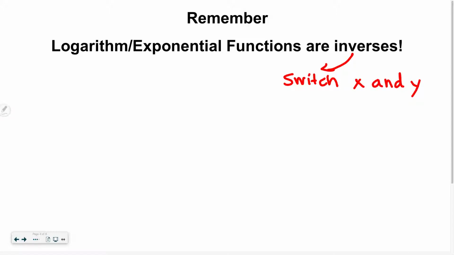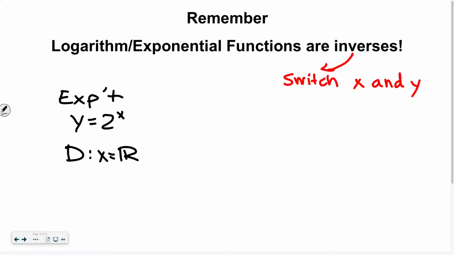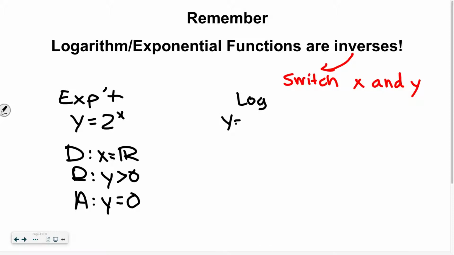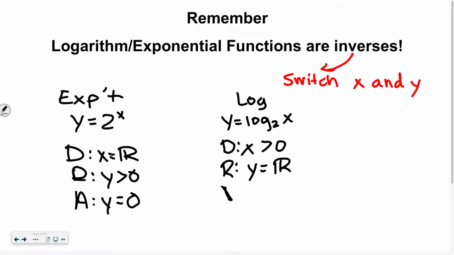So in an exponential function, like y equals 2 to the x, we would have said domain: x equals all real numbers, range: y's are greater than 0, and asymptote y equals 0. And then we just did the log with the same base, y equals log base 2 of x. So the domain was x greater than 0, the range was y equals all real numbers, and the asymptote was x equals 0.